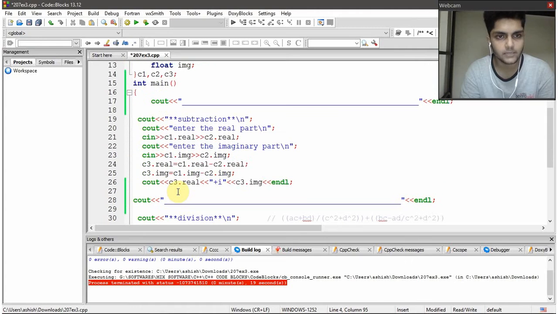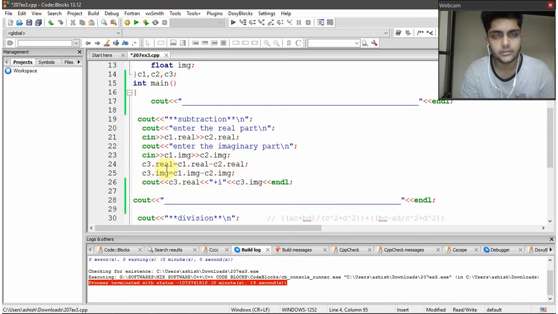And then I have started my program with the int main function, and then I have given some cout statements, and I have also asked the user to enter the real and imaginary parts separately, which will make this program easier and user friendly. So here the cin statements are c1.real, c2.real, and then again I have asked to enter the imaginary part. First I asked the user to enter the real part, that is over, and now the imaginary part, that is c1.img and then c2.img.